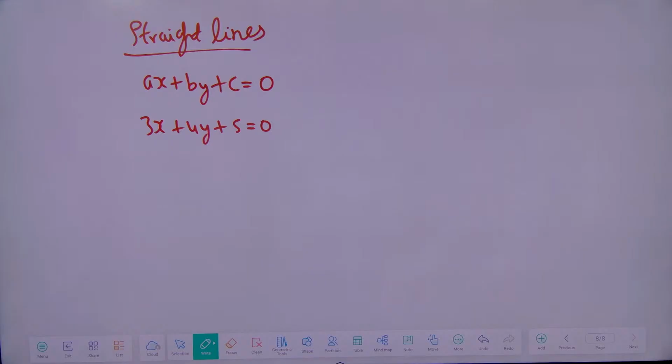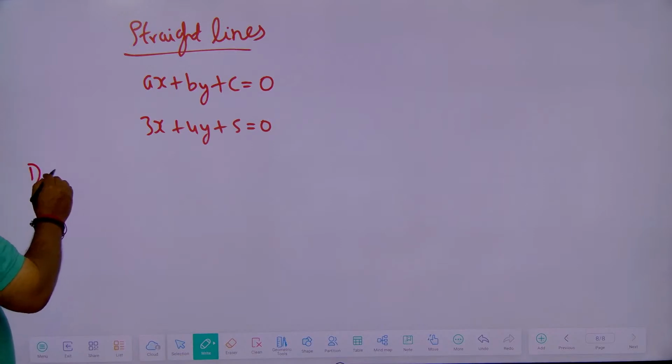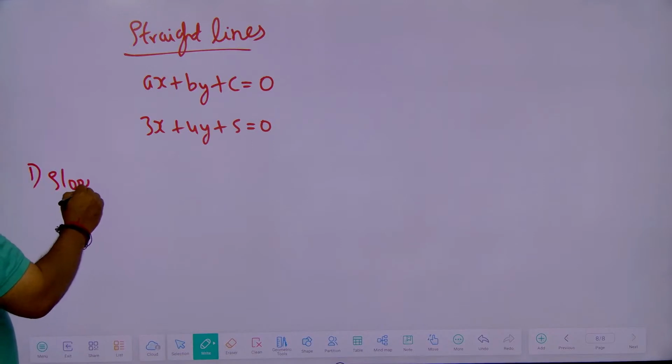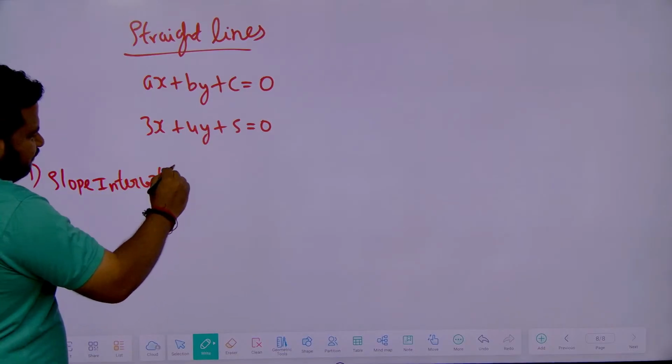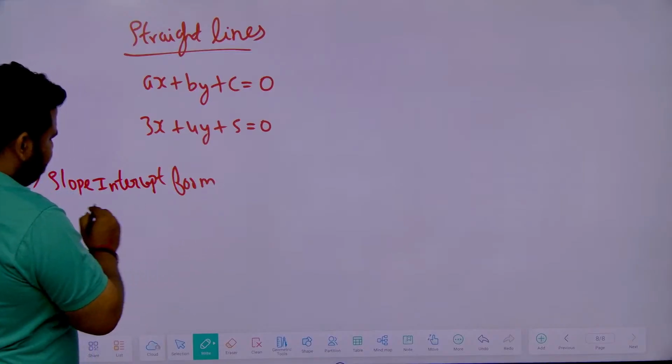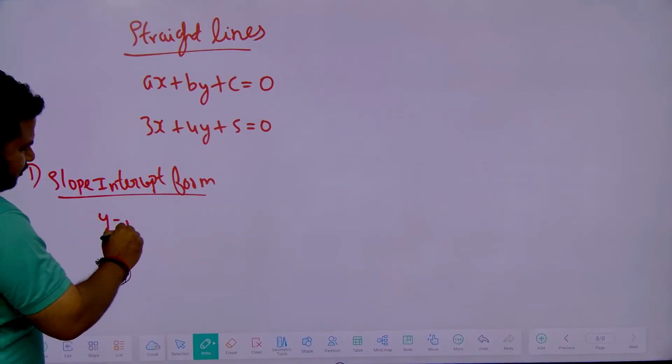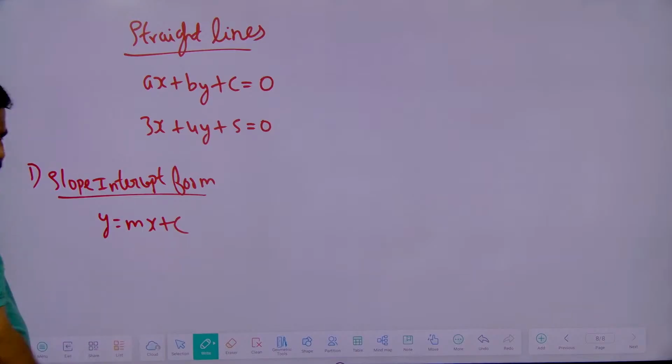So these straight lines you can represent in various forms. There are two forms which you would need for physics. The first form we learn, already I have told you but let me repeat it, is slope intercept form. Slope intercept form means y is equal to mx plus c. Now what is this m, what is this c, let us see.